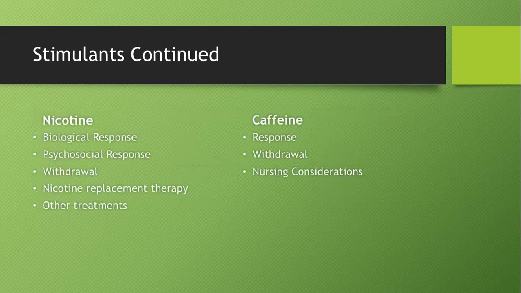Other stimulants are nicotine and caffeine. So for nicotine, we know that about 20% of the population uses nicotine, whereas individuals with a mental illness are a much higher percentage. We find 36% of people with mental illness use nicotine. It can be chewed, smoked, or used through a transdermal patch.